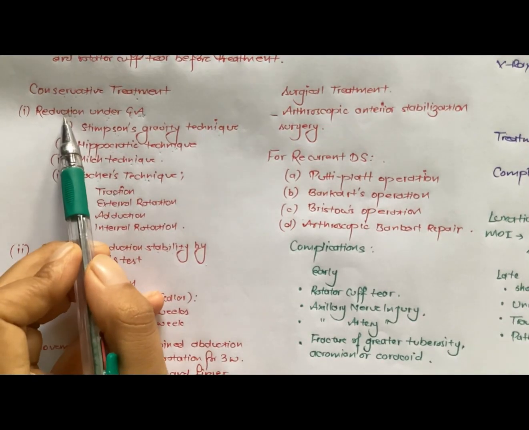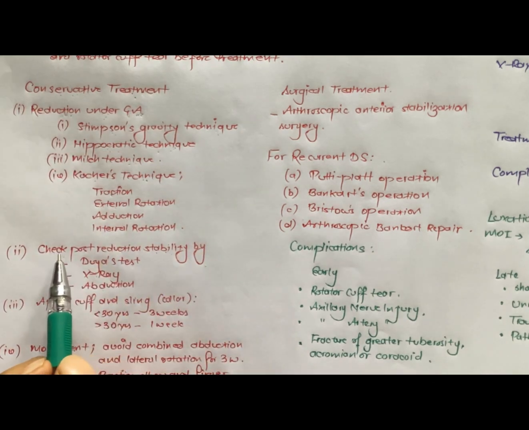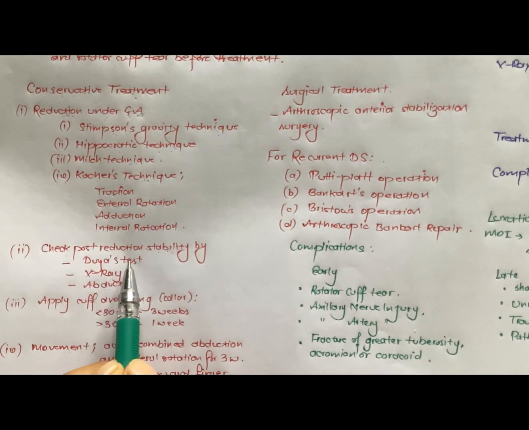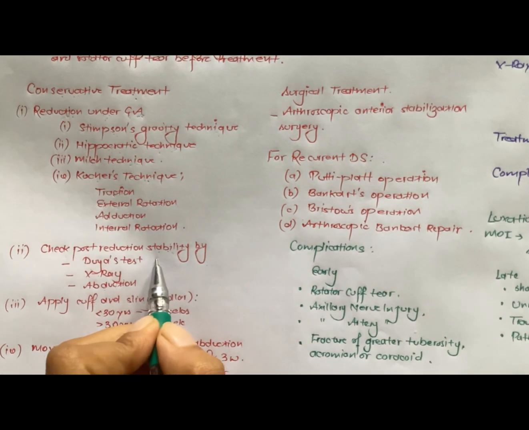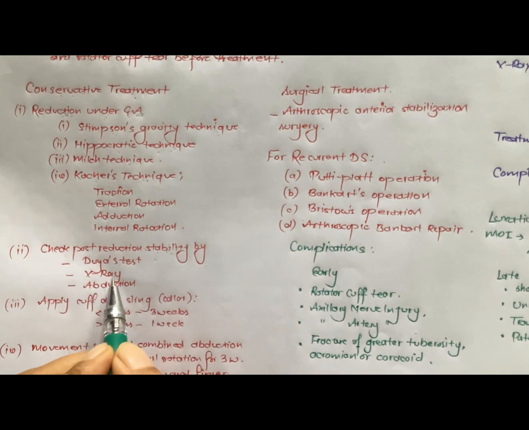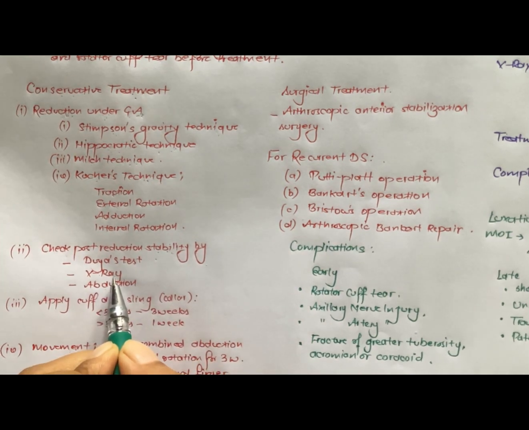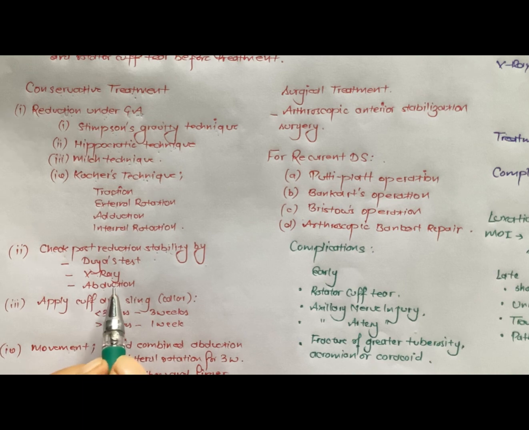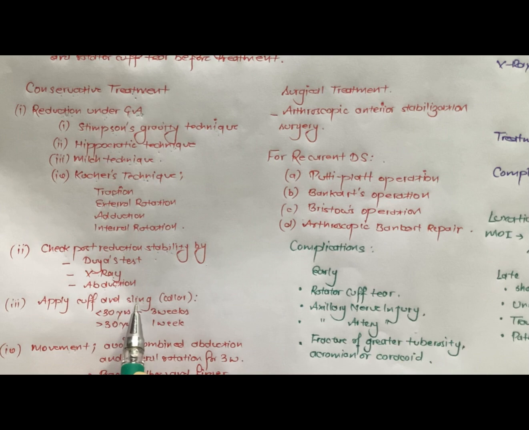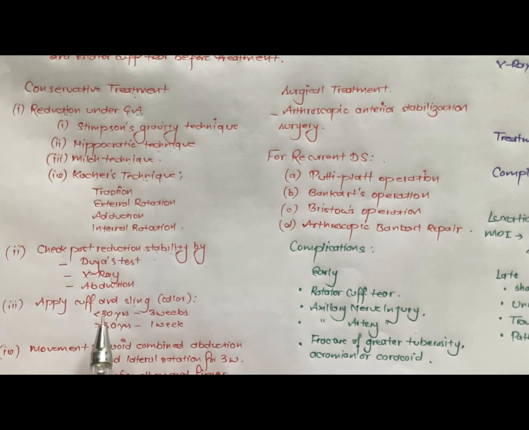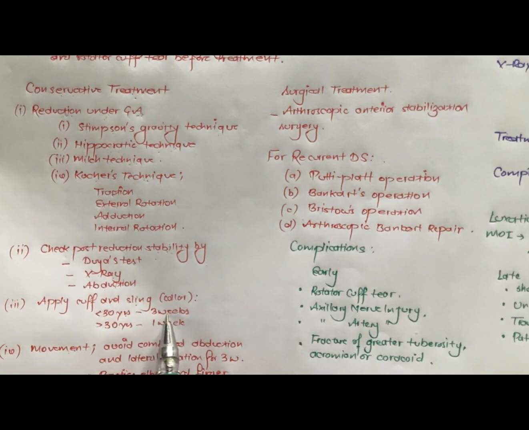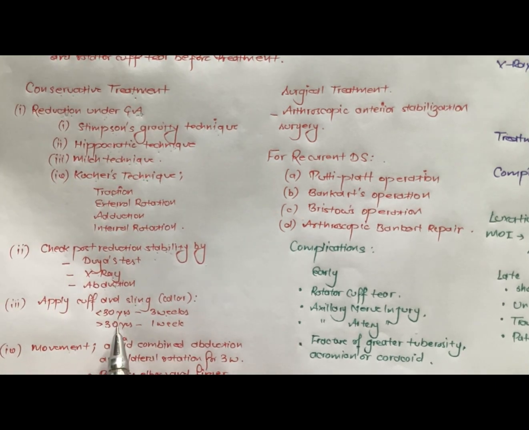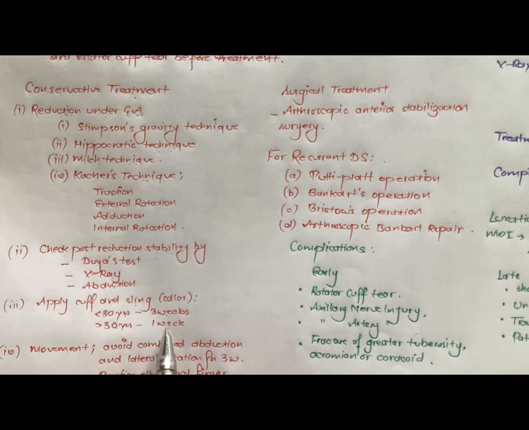After the reduction, we are going to check the post-reduction stability by the Dugas test. As we have already discussed, we will tell the patient to touch the opposite shoulder, and we will do X-rays to see whether the joint has been properly reduced or not, and we will tell the patient to do abduction. After that, we will apply a cuff and sling to the patient, and if the patient is less than 30 years old, we will tell the patient to use the sling for 3 weeks, and if the patient is more than 30 years old, then we will tell the patient to use the sling for 1 week.